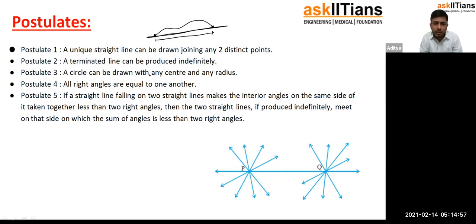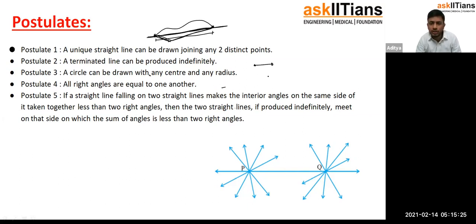If we draw another curve, let's say something like a triangle, then this path length will also be greater than this line segment's length. So what we are saying is that the shortest distance between the two points is described by the unique straight line which joins them. A terminated line can be produced indefinitely. So that is obviously true.